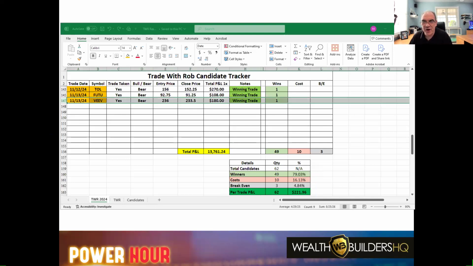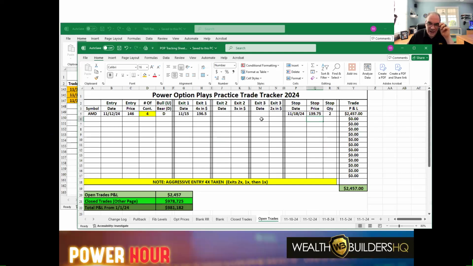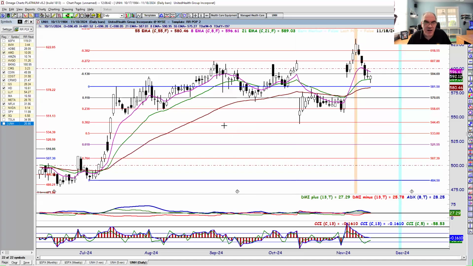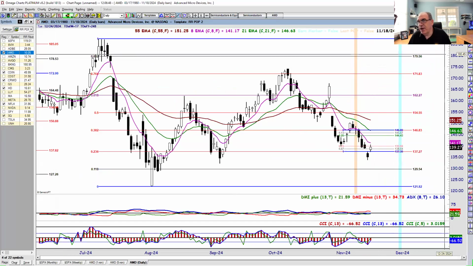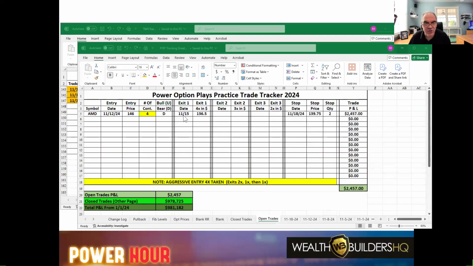Here's our AMD trade from Pop. We got stopped out on AMD. All right, we got stopped out on this bounce today. It's okay. We did 4 contracts. 2 of them got taken off on 11/15. We did them on the 12th. We got in when the stock was at 146. We got out today at 139.75. So we're crushing it, baby. AMD, $145 stock, and we're up $2,450 on that trade from the 12th to the 18th. Nice, right? So good. Congrats on AMD there, Andres.